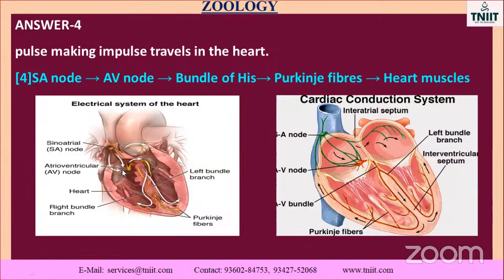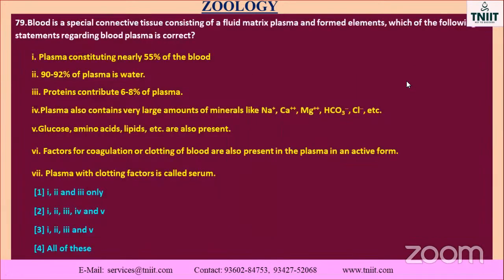And then the bundle of His, not here, as given. Okay. So in this part it comes: bundle of His, then Purkinje fiber, then heart muscles. This is the way, inside to outside. Okay. The impulse travels in the heart through the sino-auricular node, auricular ventricular node, bundle of His, then Purkinje fiber, and also the heart muscles. Okay, go to the next one.